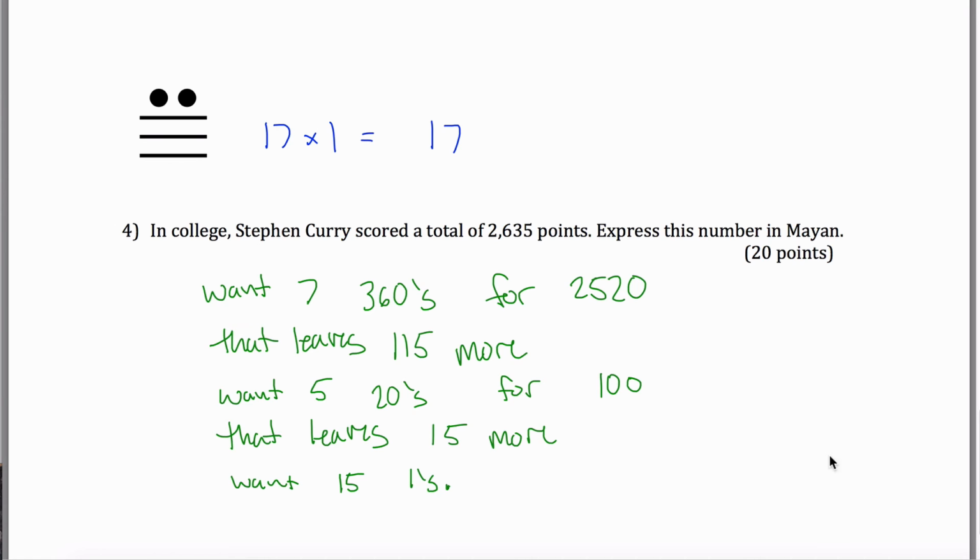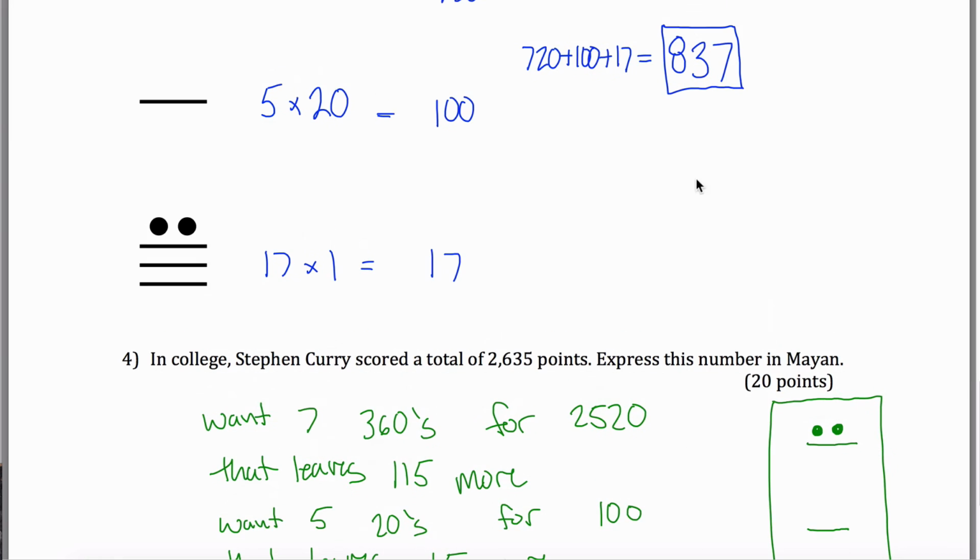So let's try to write that. 15 ones, well, 1, 2, 3, done. These each represent 5. Since I put them on the bottom row, that represents 15. I want 5 20s, so I'll come up here to my second row and represent 5, which is just 1 bar. And then I want 7 360s, so I'll write a bar with kind of these 2 dots. Here's 7 in my third row, here's 5 in my second row, and here's 15 in my first row. This right here will be my answer. And I guess that ends the quiz.